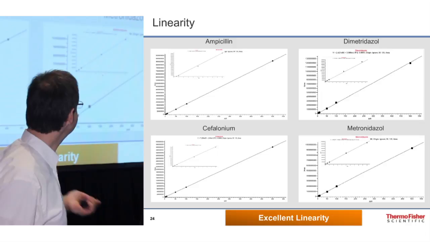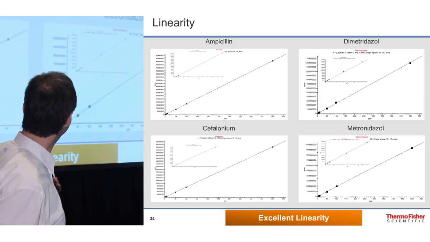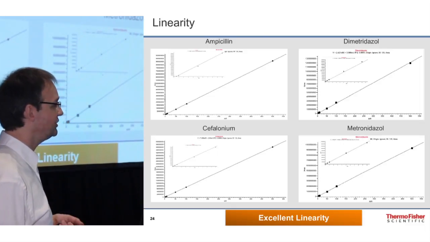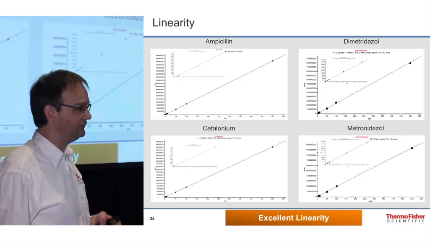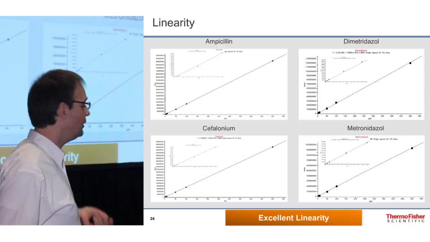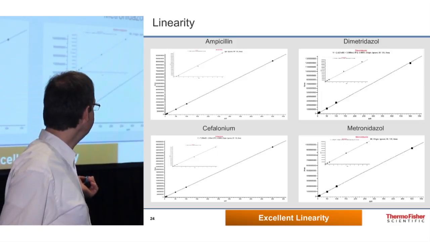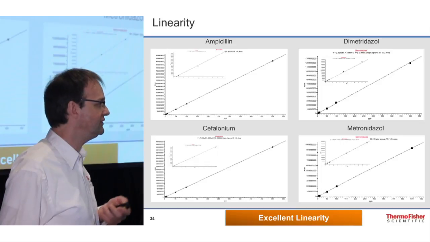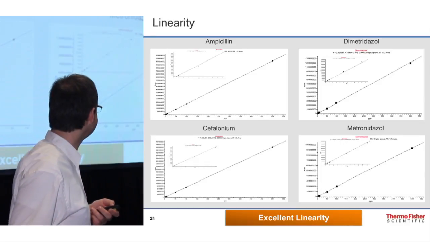Just a couple of examples. Ampicillin, cephalonium from the antibiotics range, dimetridazole, metronidazole from the nitroimidazole range, just to give 2 different types of components here, which still show perfect linearity. We cover a range of 5 orders of magnitude here. We can do up to 6 orders of magnitude on the instrument.